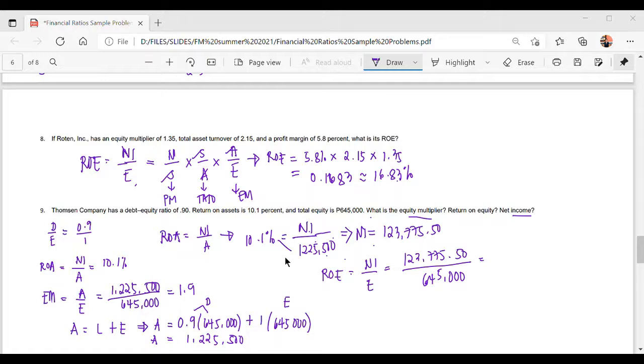Okay, that's 19.19, 19.29. Which one? Because we have two answers here in the chat box, 19.29 and also 19.19. Which one is the correct answer? Okay, so that's 19.19%. That's the answer, not 19.29.